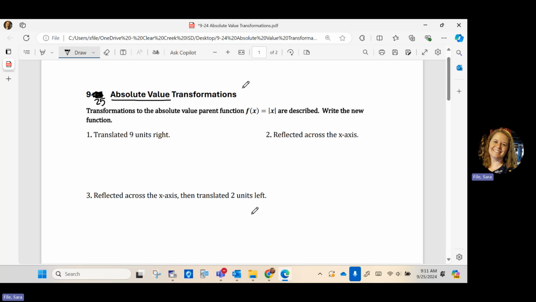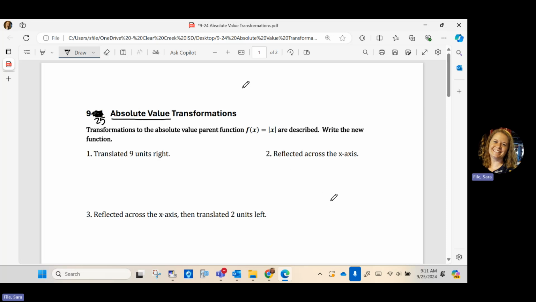Before I even jump into these examples of writing equations with transformations given, real quick, what does the parent function of the absolute value function look like? Does anybody recall? Y equals, and then you have the absolute value bars around the x. That's the parent function for absolute value.